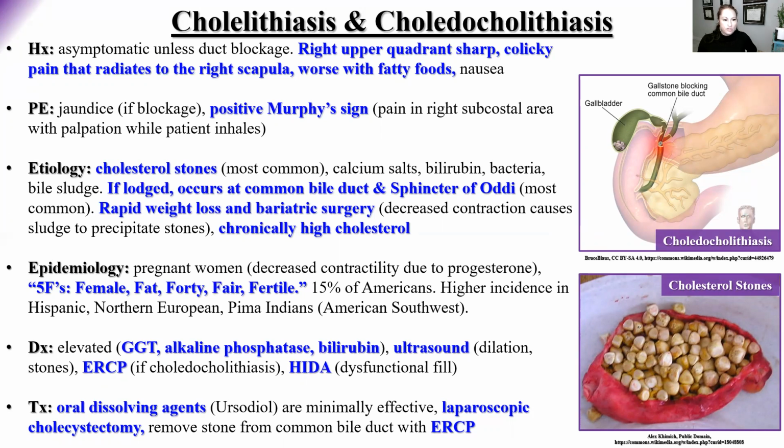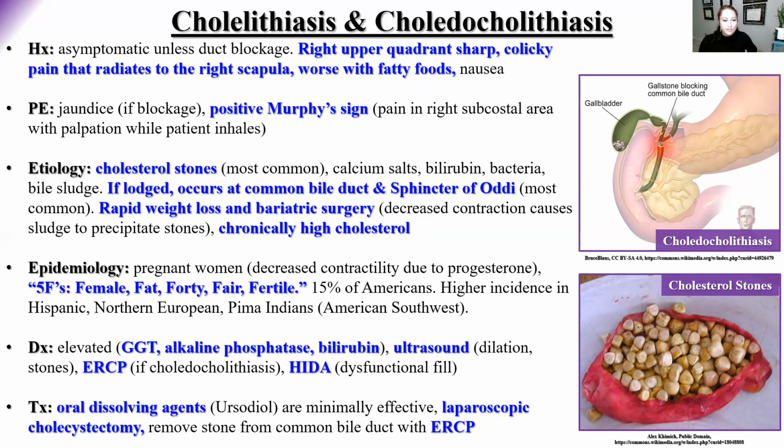Who do we look for in this question? Pregnant women will have a decreased contractility in their gallbladder due to the progesterone in the pregnancy. So pregnant women. There's also the 5 Fs: female, fat, 40, fair, and fertile. So females are more likely. Obesity is a risk factor for this. Over the age of 40 is a risk factor for this. Caucasians are more likely to get this. And then fertile, they've had a lot of children.